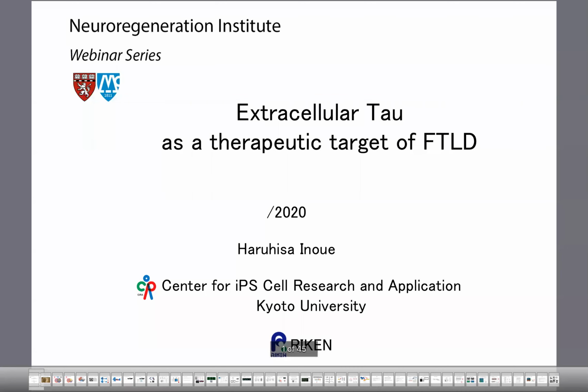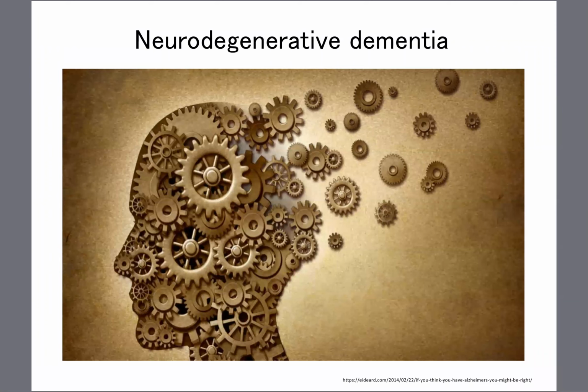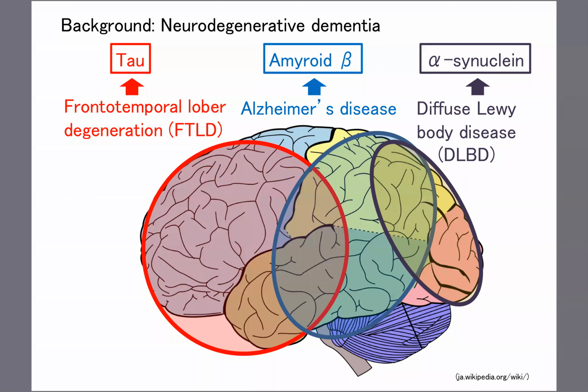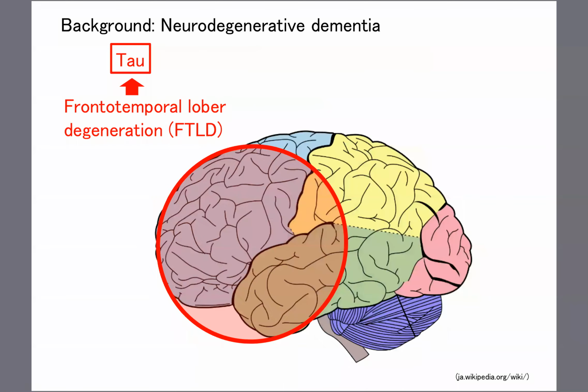The title of my talk is Extracellular Tau as a Therapeutic Target of FTLD. Late onset neurodegenerative dementias are becoming a growing burden to society due to the gradual increase in life expectancy and the dramatic rise in prevalence of these diseases. There are three types of neurodegenerative dementia: FTLD, Alzheimer's disease, and DLBD. Tau, amyloid beta, and alpha-synuclein accumulate in each disease respectively. I will talk about FTLD. First, I will talk about iPS-tau, and second, nasal vaccination.